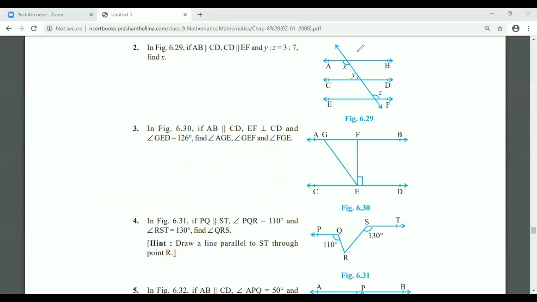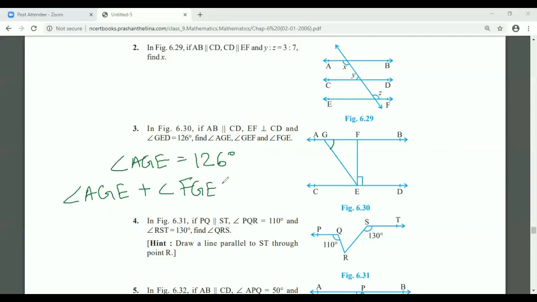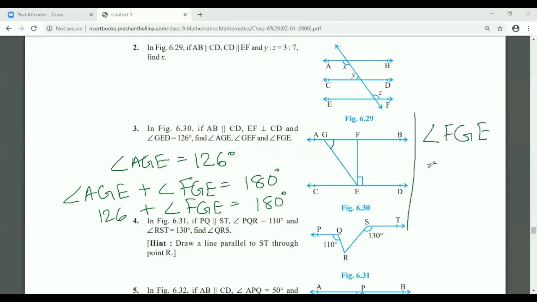Next, we have to find the measurement of angle FGE. We can find the measurement of FGE in different ways. Since we have already seen the measurement of angle AGE as 126 degree, angle FGE and angle AGE are a linear pair. So you can write angle AGE plus angle FGE has sum 180 degree. So 126 plus angle FGE is equal to 180 degree. So angle FGE is equal to 180 minus 126. So you will get 54 degree.